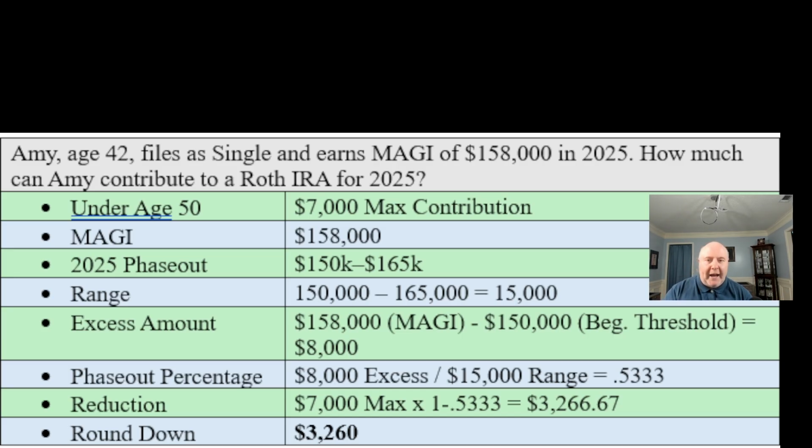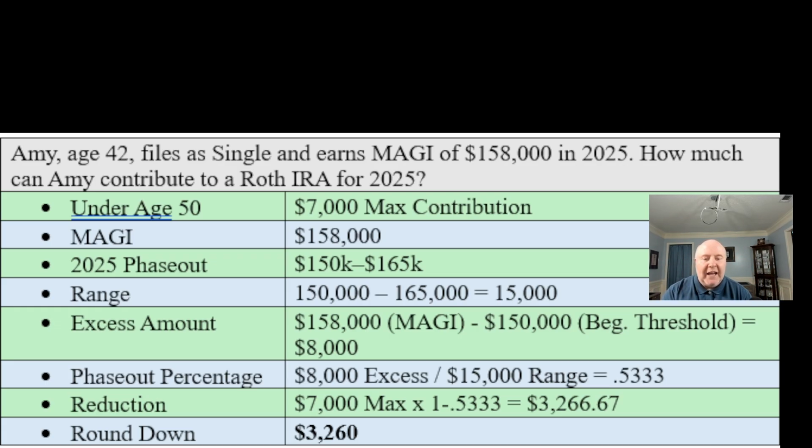Now, like I said, the range between 150 to 165 is 15,000. That's important. We're going to need it. So let's go ahead and determine what our excess amount is. How much did we make over? We have a modified adjusted gross income that's too high for us to take the full $7,000. So we say our modified adjusted gross income is $158,000 minus the beginning amount of the threshold, right? 150 out of the 150 to 165. So we're at $8,000. We made too much by $8,000.